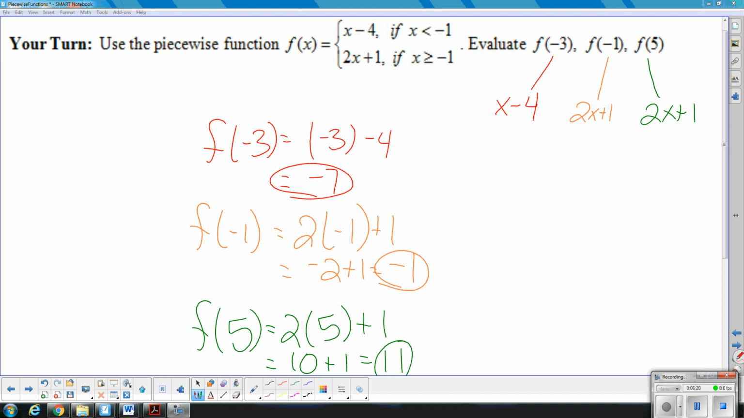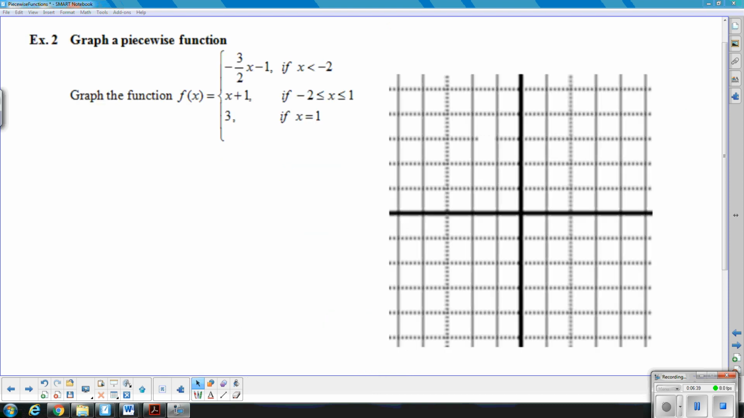And for the third function, where x is 5, we're evaluating the function when x is 5. 5 is greater than or equal to -1, so we use 2x plus 1 and substitute in 5 for x, and we get f of 5 equals 11.